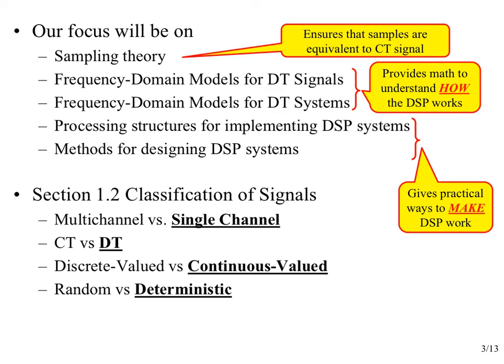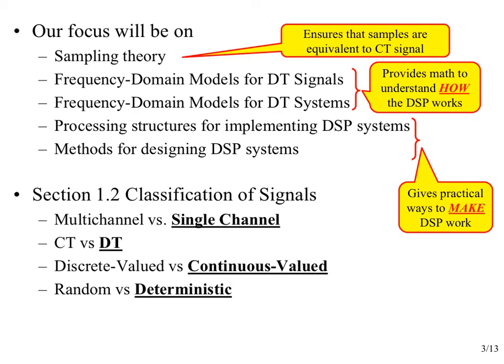So the things that we're going to be focusing on here are sampling theory. That will tell us a little bit about at least the theoretical aspects of how an A to D converter needs to work in order to properly take those samples fast enough so that our sampled signal is a viable representation of the original continuous time signal.